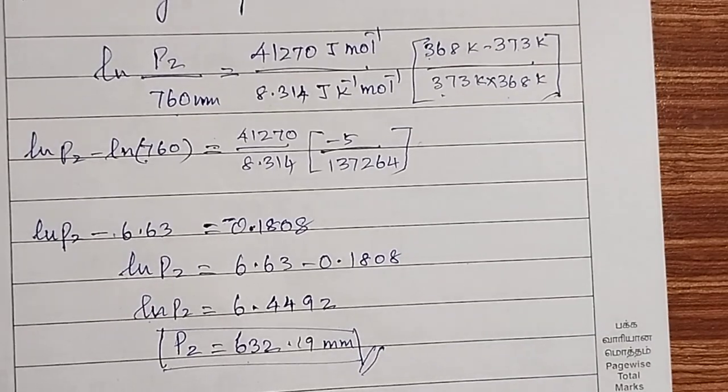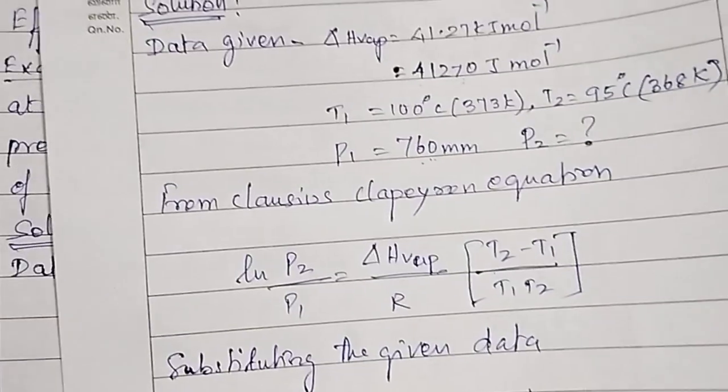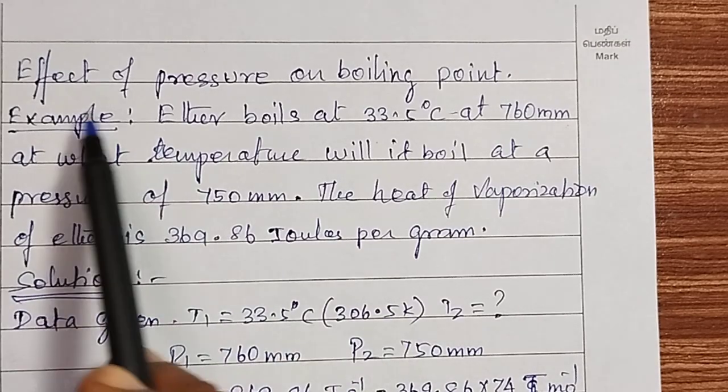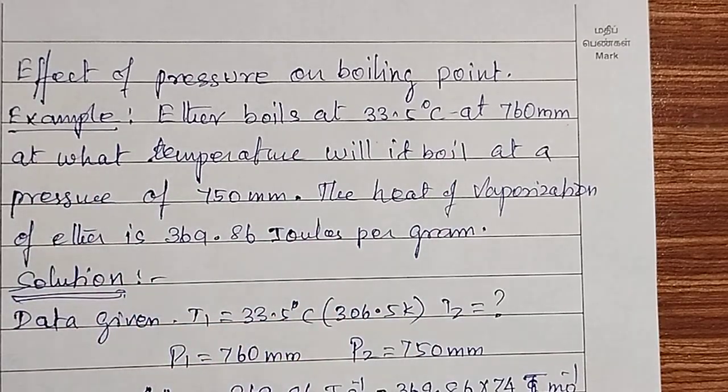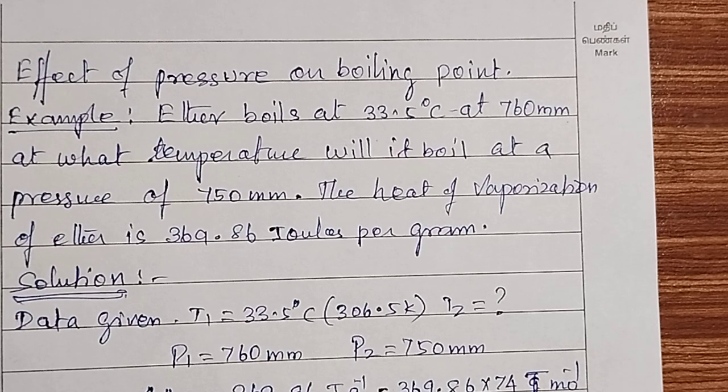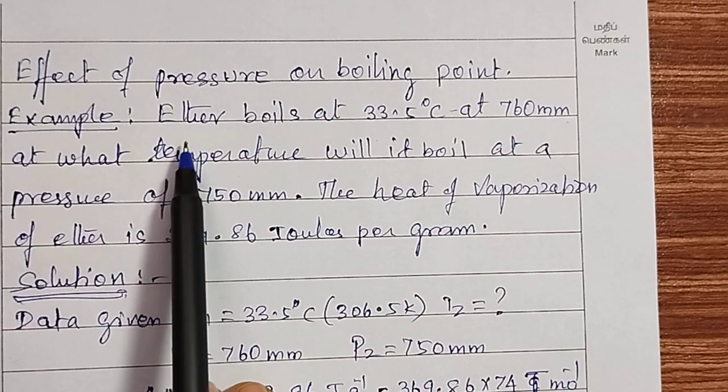Okay, this is the second application of the Clausius Clapeyron equation. Let us see the third application. The third application is the effect of pressure on boiling point. We are going to calculate the boiling point at what pressure? Okay, let us see with an example.